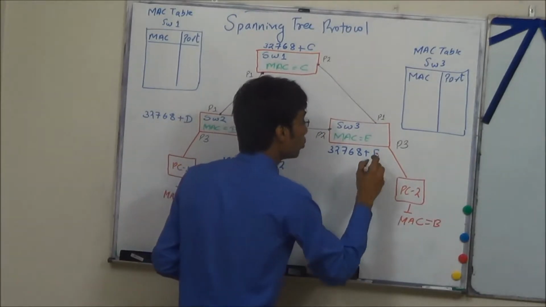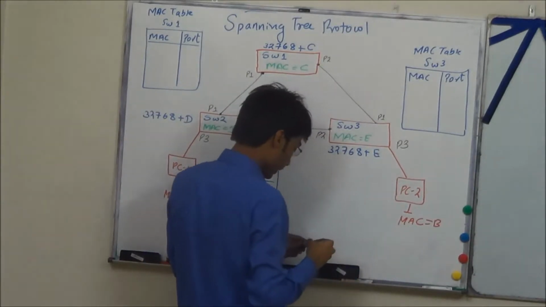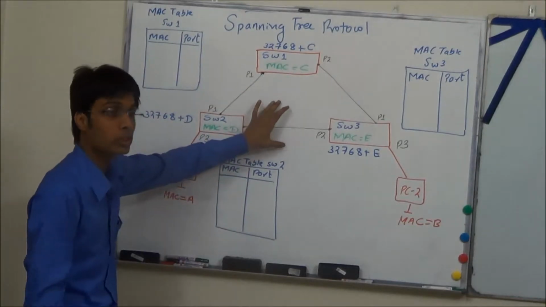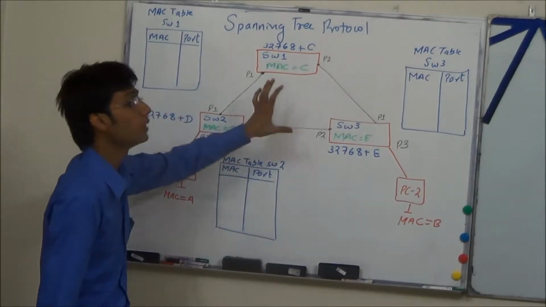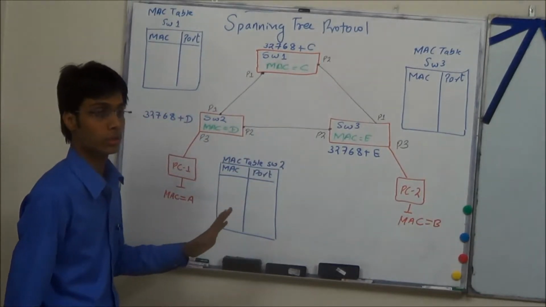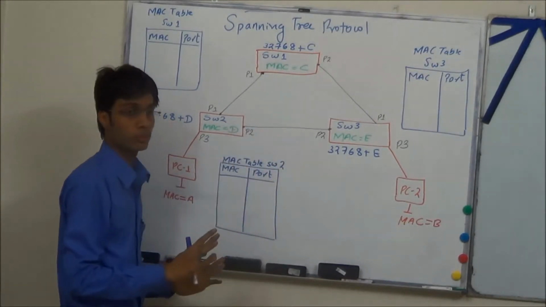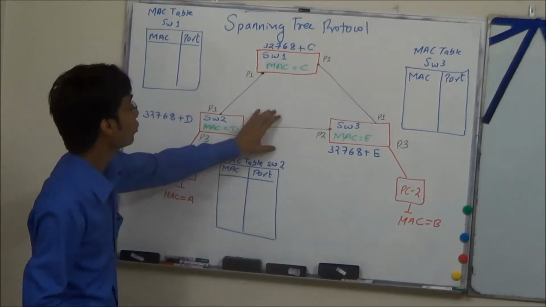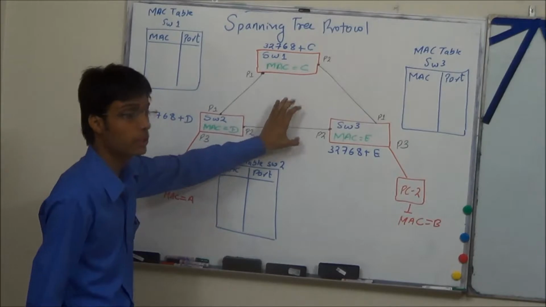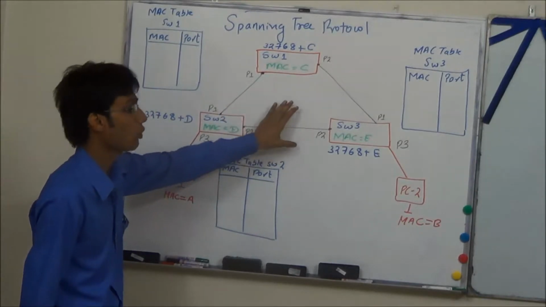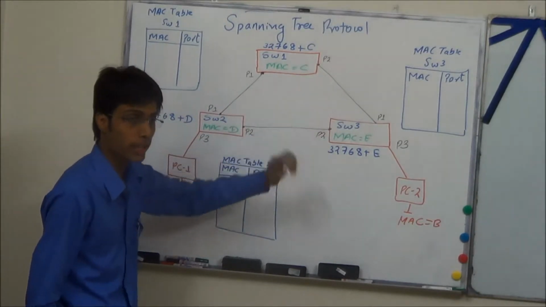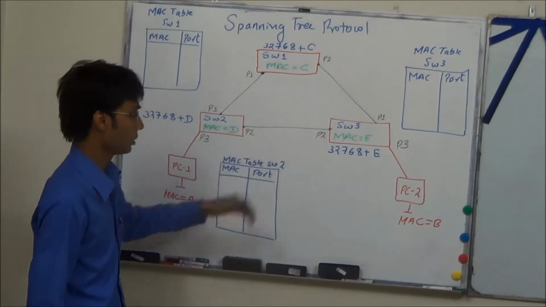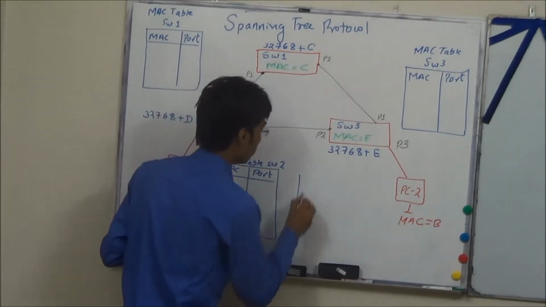Fine. Now the root war takes place. How does it take place? When these switches are booted up, they assume themselves to be the root bridge. They start sending BPDUs toward their active interfaces. What are BPDUs? Bridge protocol data units, which contain some fields. Let us see the BPDU also.